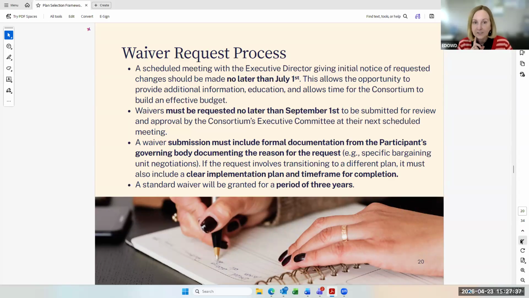As we have that conversation and things develop, and for sure you need a waiver, we want to know about that waiver no later than September 1st. In September, we finalize our budget for the following year. So if you're thinking of making a change January 1, we want to know about it September 1st.